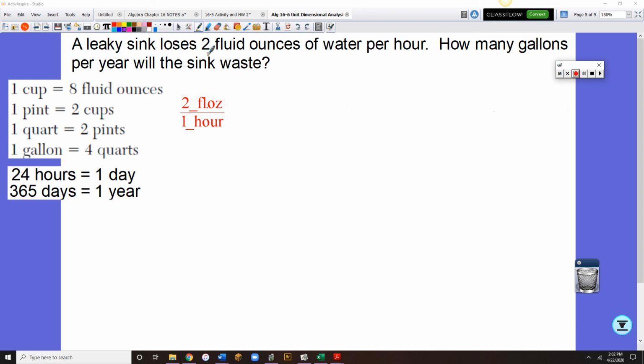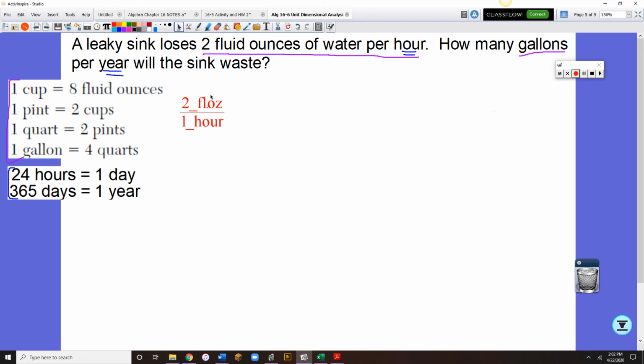So we started off with the measurement they gave us, which is 2 fluid ounces of water per hour. And we're switching units, all right? Fluid ounces is a unit of volume, and we're switching from fluid ounces to gallons. So I need the conversions that take me from fluid ounces to gallons. It also changes unit from hours to years, so I need the conversions that are going to take me from hours to years.